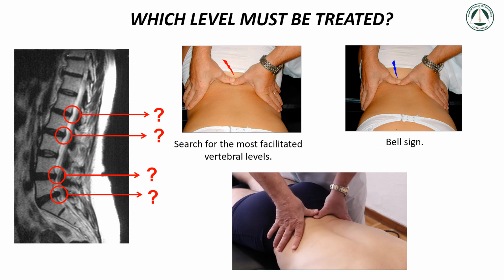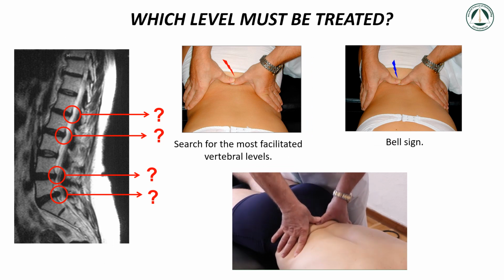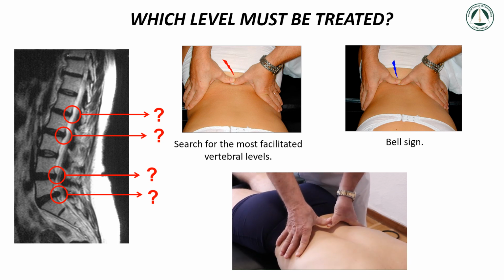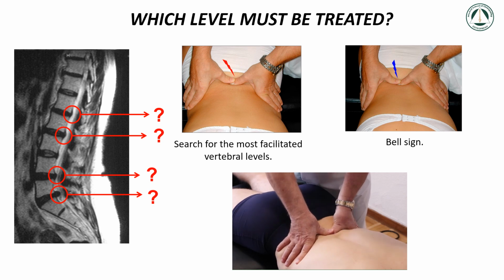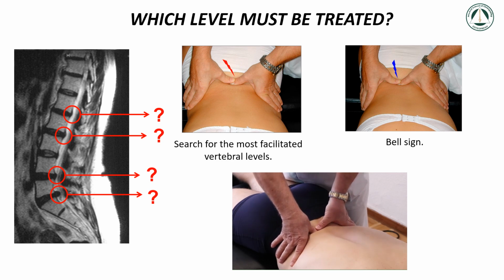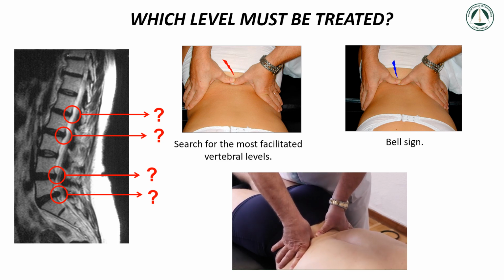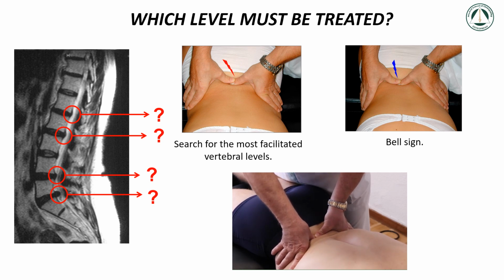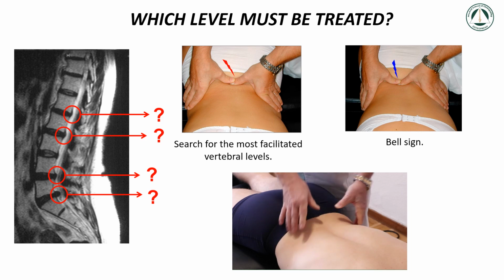Various levels of these prolapses are very frequent, and in this case, the major problem is to determine which level must be treated. For this reason, we must search for the most facilitated and painful spinal level and for a positive Bell sign. The Bell test is positive if thumb pressure on the facet joint on the side of the sciatica triggers the usual pain in the lower limb.